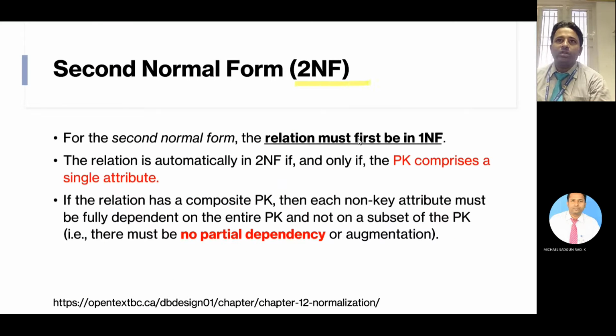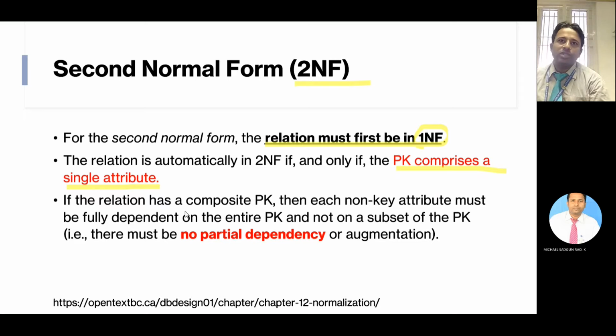Let us enter into the second normal form. In second normal form, first and foremost, it should be in first normal form, and only then the remaining things apply. What is that? In the second normal form, the primary key should comprise a single attribute.